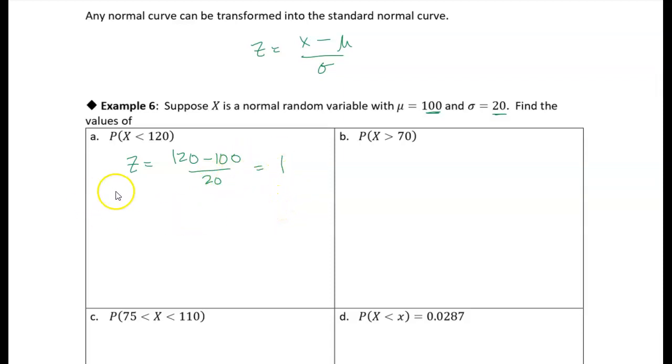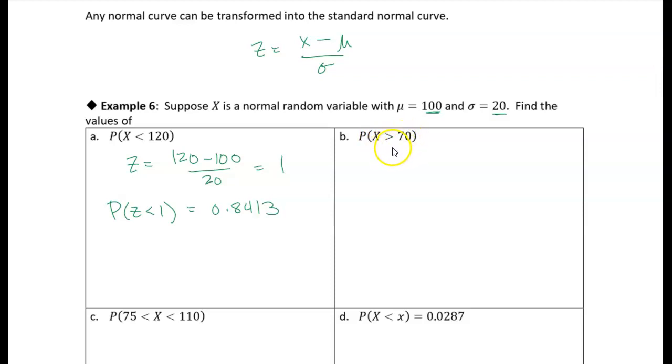So the probability that z is less than 1, we can look that up in the table. 0.8413 is what I got just by looking it up in the table. Okay? That's basically all there is to it. That's the probability we want. So all we had to do is convert the actual value into a z-score, given the mean and the standard deviation.